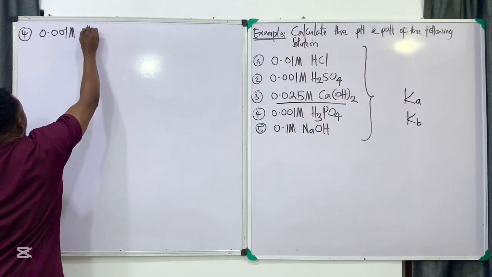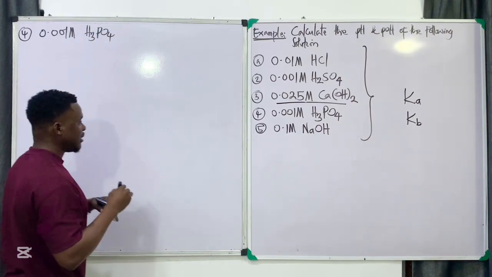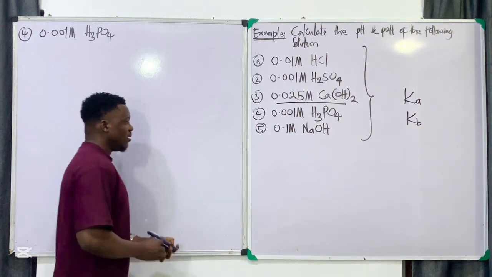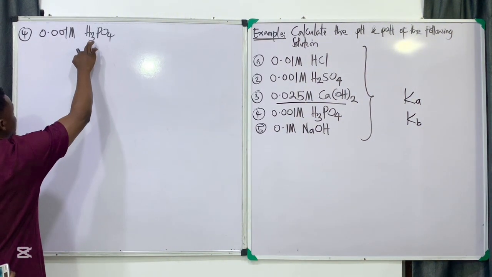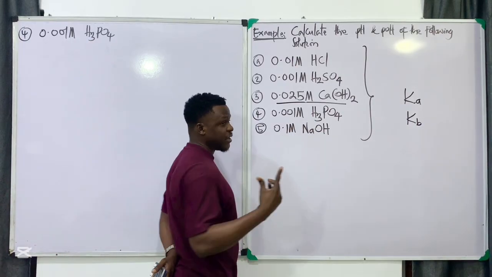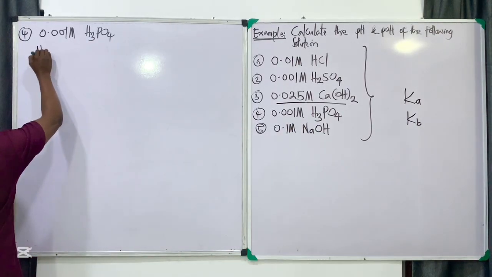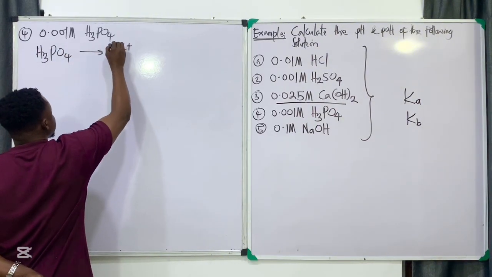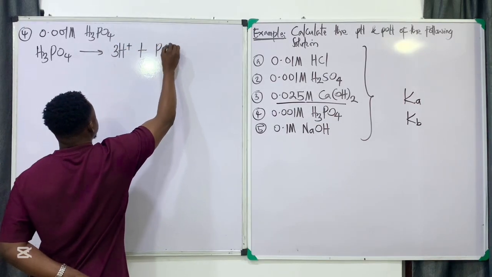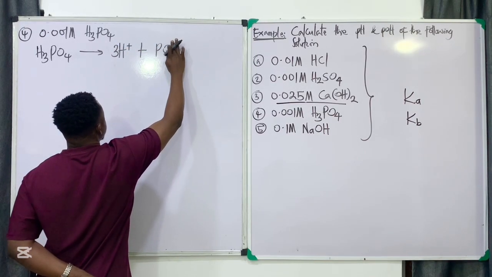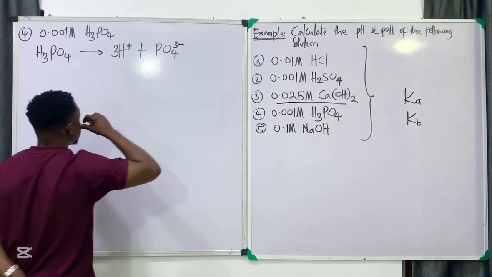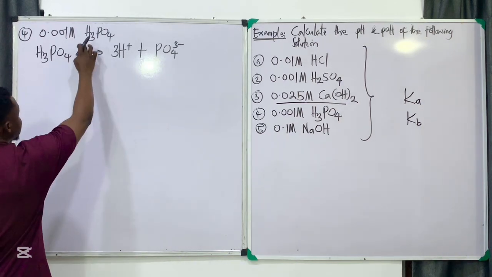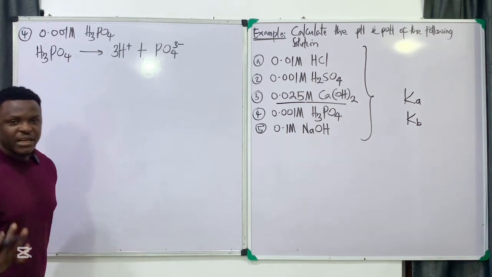0.001 molar H3PO4. Now this is phosphoric acid. Alright? So let's dissociate this. If you notice, you have 3 hydrogens here, so this will give rise to 3 H plus. So we have H3PO4 giving us 3 H plus and PO4 3 minus. Please take note of that. We are interested in H plus. We are not interested in this because this is an acid. An acid will always give rise to H plus when ionized or dissociated.